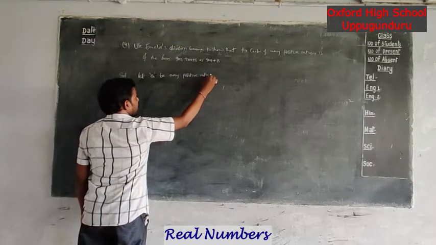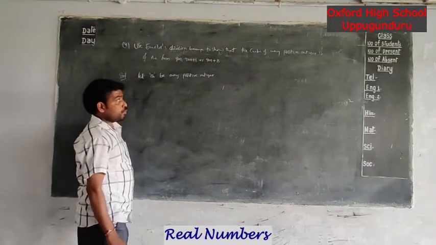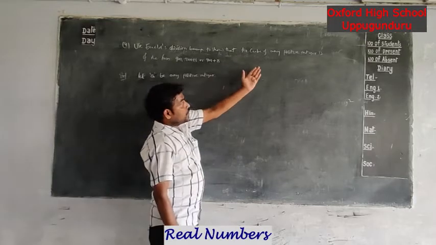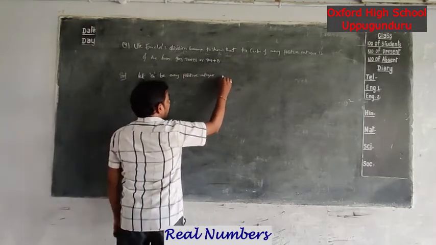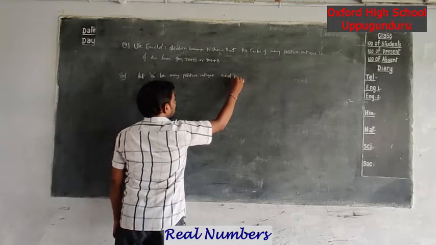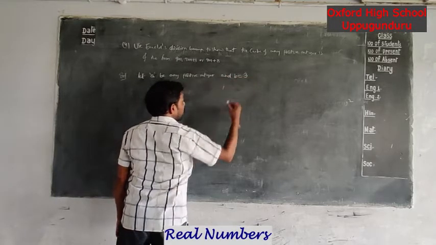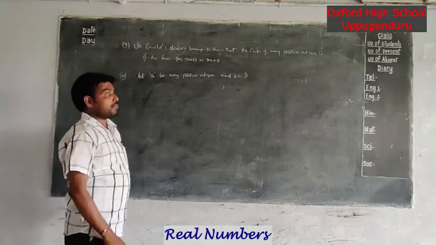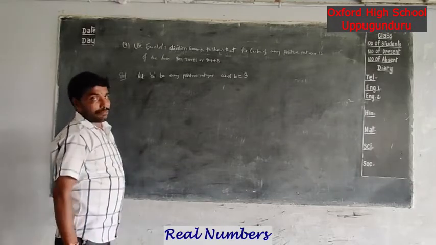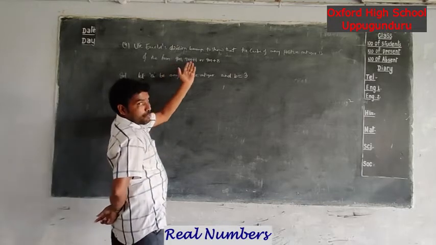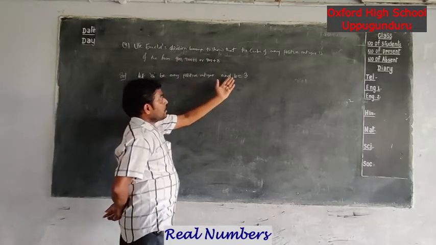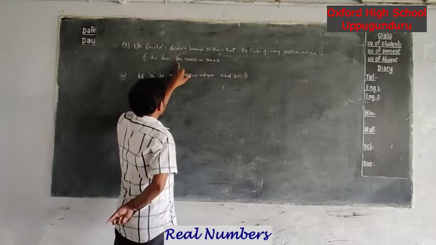What is the positive integer? The cube of the positive integer you have to prove. That positive integer we consider as a, and b equal to 3 you have to take. In the previous problems, the second and third problem, we took the b value based on the way you have to prove, as the common divisor.